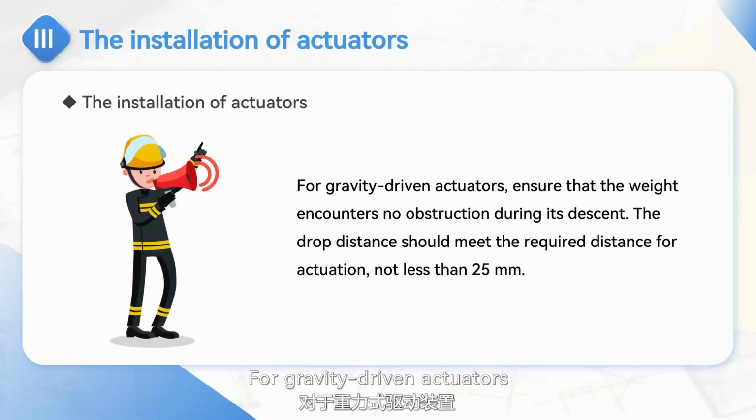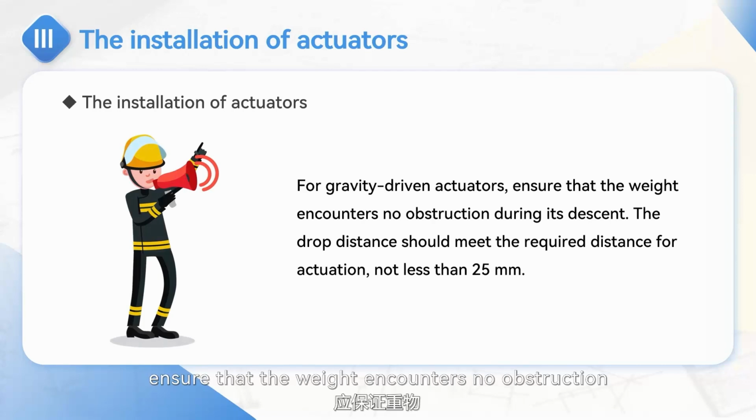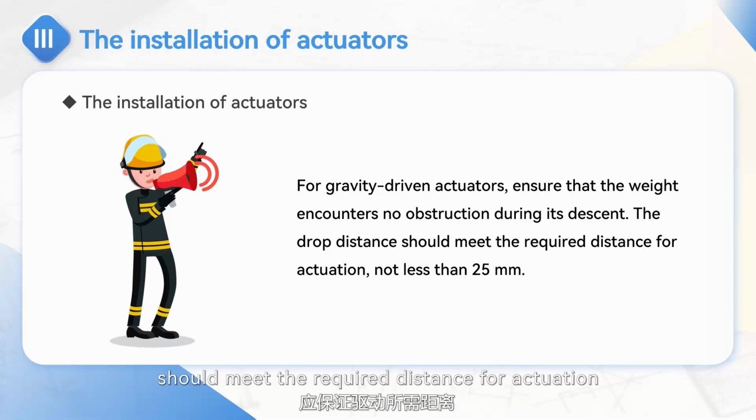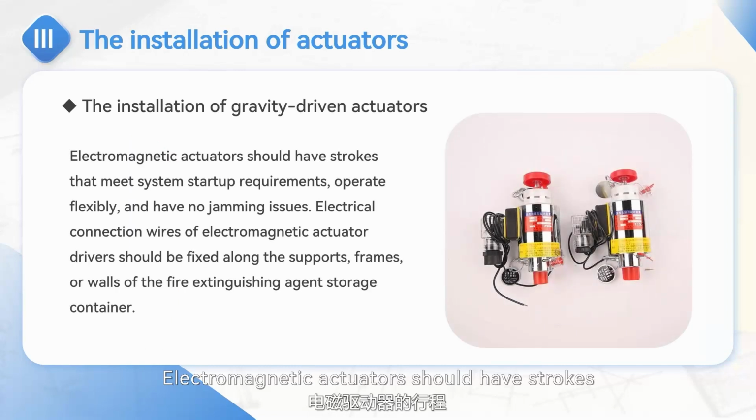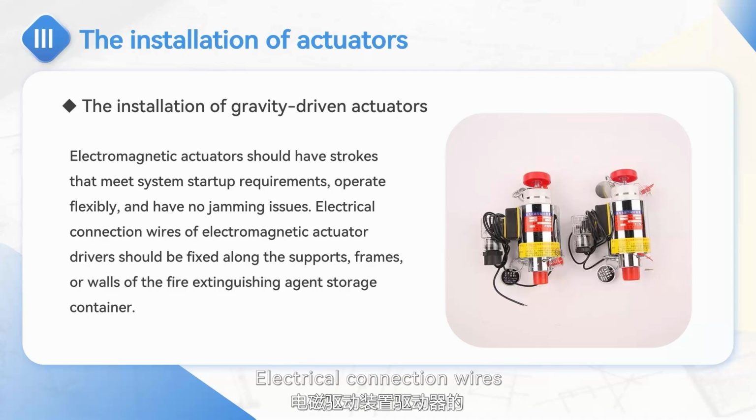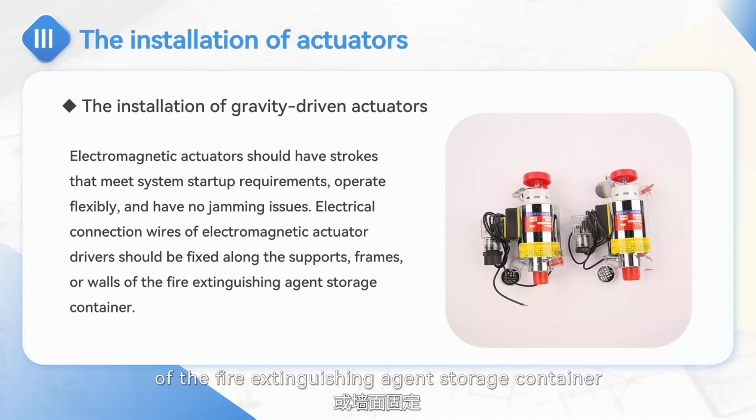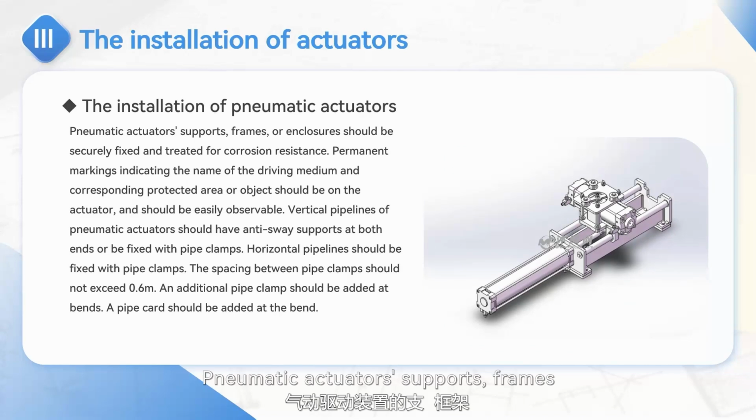For gravity-driven actuators, ensure that the weight encounters no obstruction during its descent. The drop distance should meet the required distance for actuation, not less than 25 millimeters. Electromagnetic actuators should have strokes that meet system startup requirements, operate flexibly, and have no jamming issues. Electrical connection wires of electromagnetic actuator drivers should be fixed along the supports, frames, or walls of the fire extinguishing agent storage container. Pneumatic actuator supports, frames, or enclosures should be securely fixed and treated for corrosion resistance.